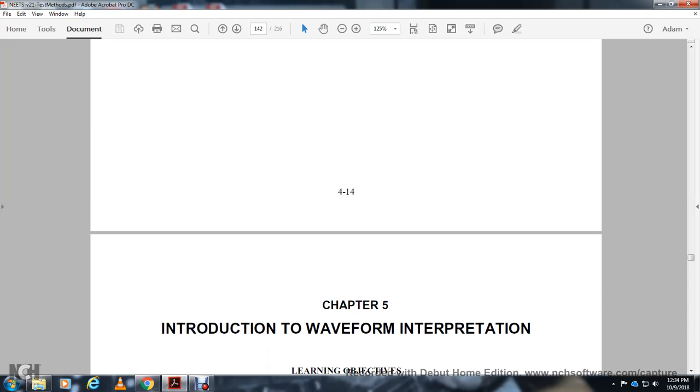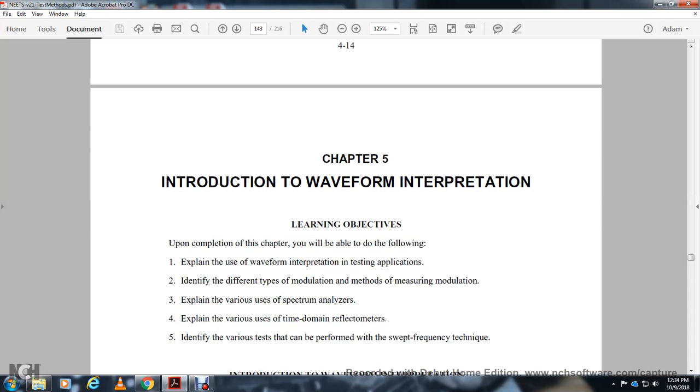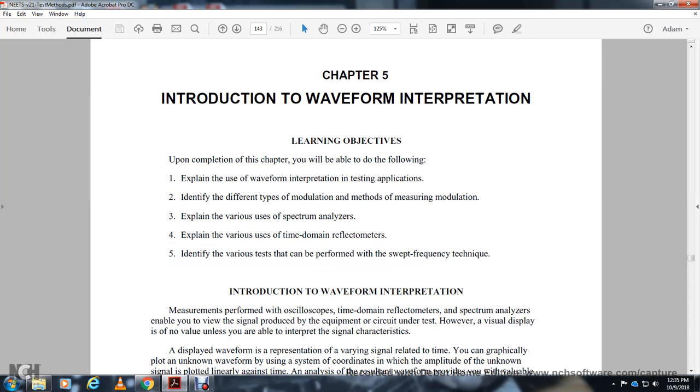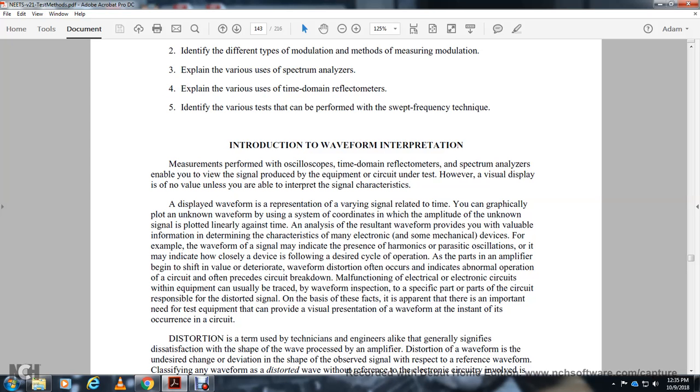Alright, Chapter 5, Introduction to Waveform Interpretation. Learning objectives: in this chapter you will be able to do the following. Explain the waveform, interpret it with the test application, identify the different types of modulation and methods of measuring modulation, explain the various spectrum and time domain reflectometers, and identify various steps that are performed with the sweep frequency technique.